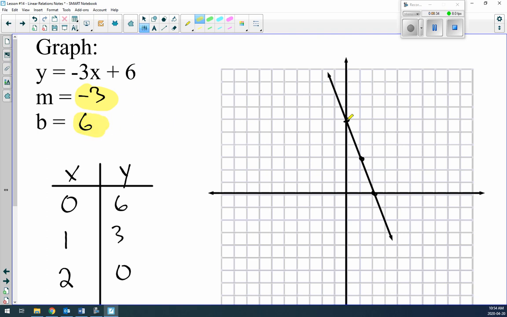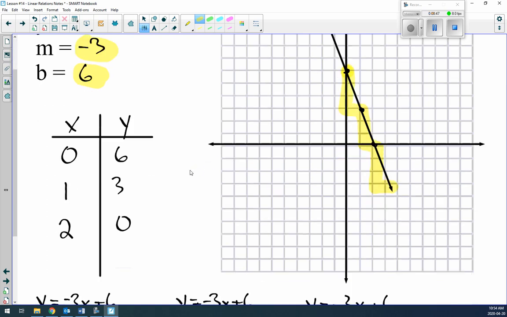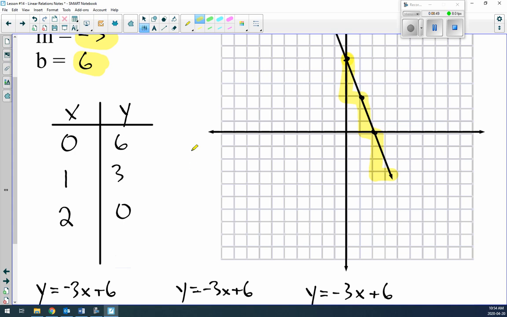So we can go, yep, y equals 6. There's the y-intercept. And negative 3 means we go down 3 over 1. And you can keep doing that. Down 3 over 1, down 3 over 1, right? It works every time. If you don't work with that method, just do a table of values. It works 100% of the time.